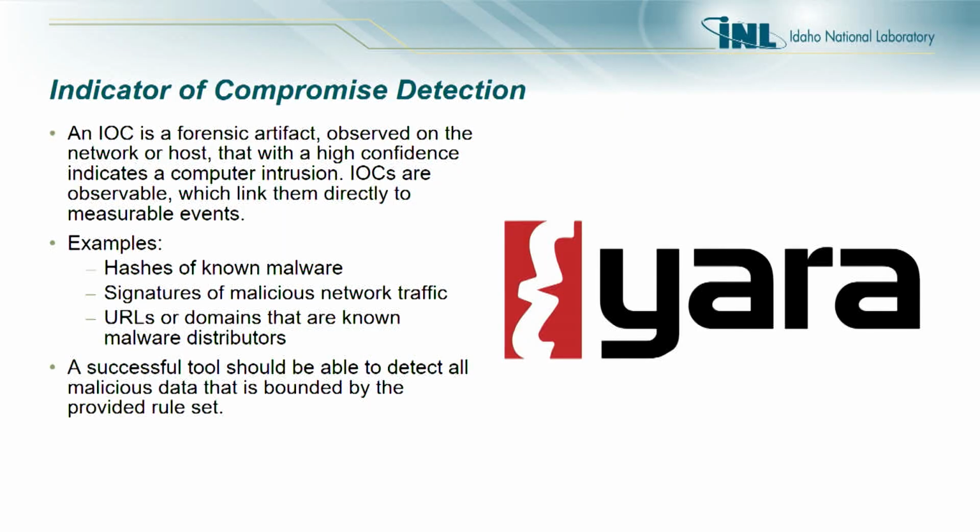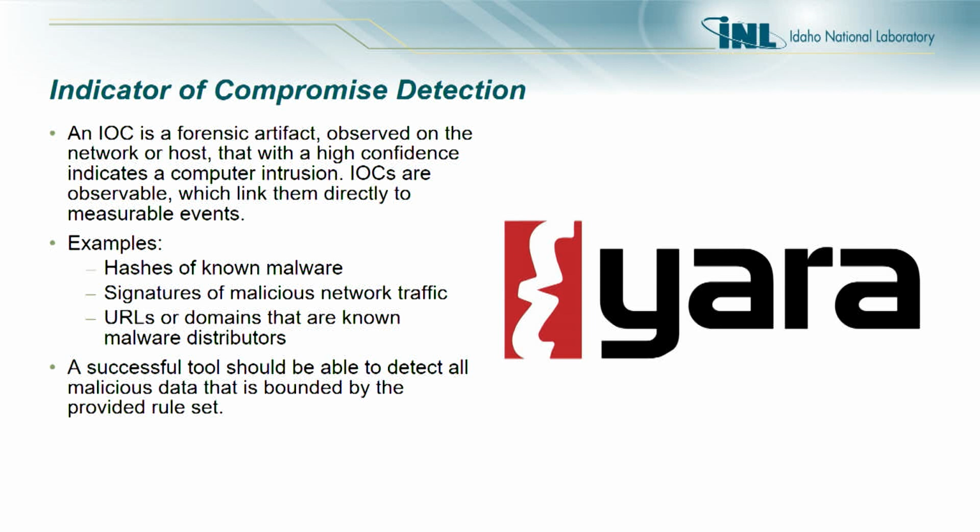I tried to pick tools that were generalized and that a lot of people would have awareness of, so that it has a great example of the general purpose of these tools. So an indicator of compromise is a forensic artifact observed on the network or host that with high confidence indicates a computer intrusion. Examples of these are hashes of known malware, signatures of malicious network traffic, or URLs or domains that are known to distribute malware.